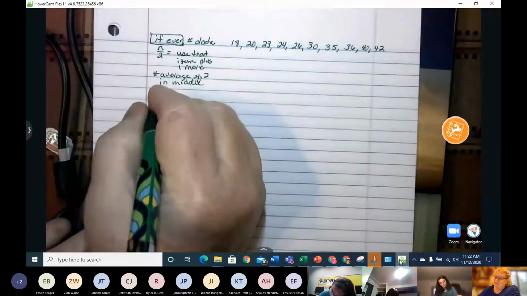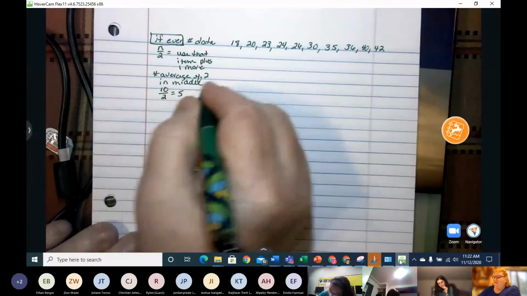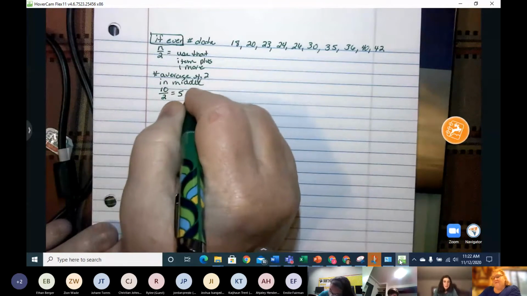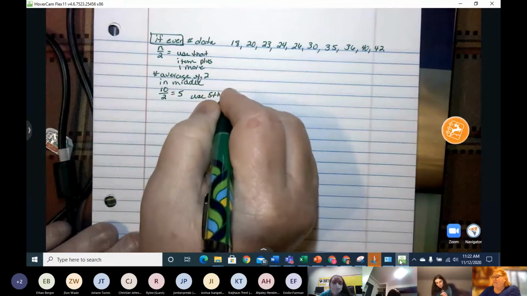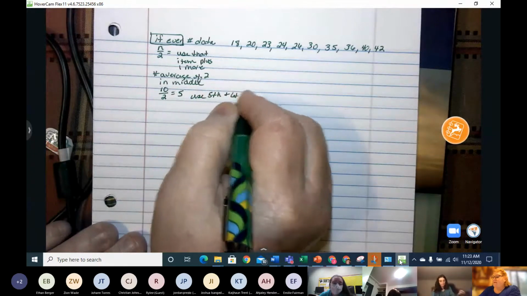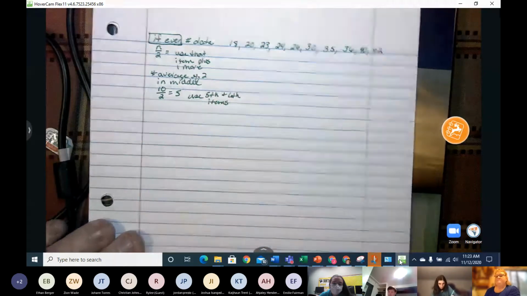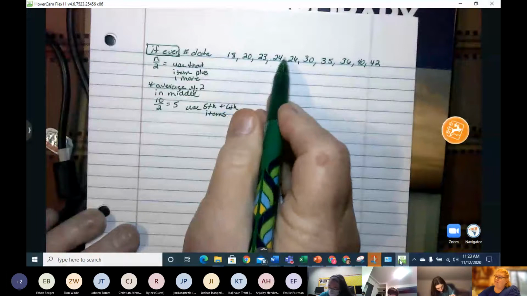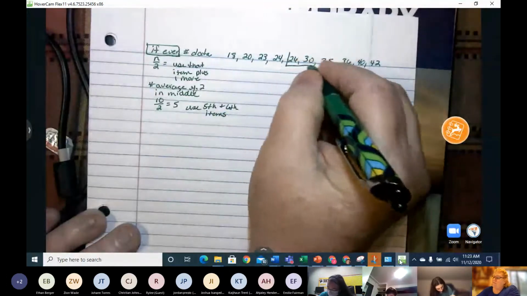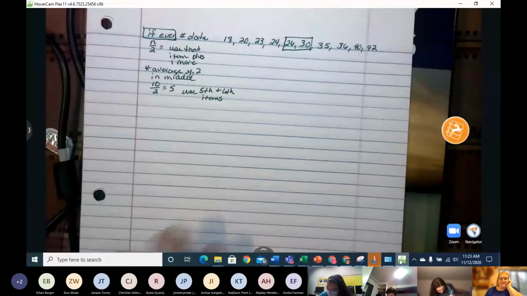So in our case, 10 divided by 2 is 5. So we're going to use the 5th and 6th items. So 1, 2, 3, 4, 5, 6. That means we use the 5th and 6th items to find the median.